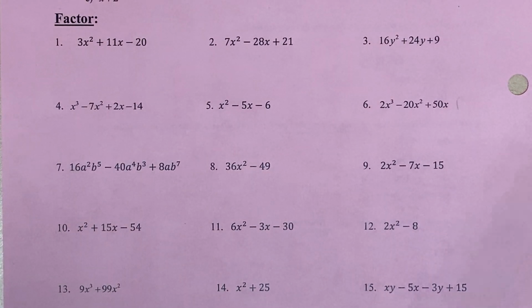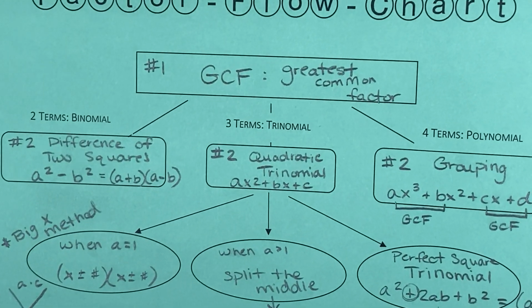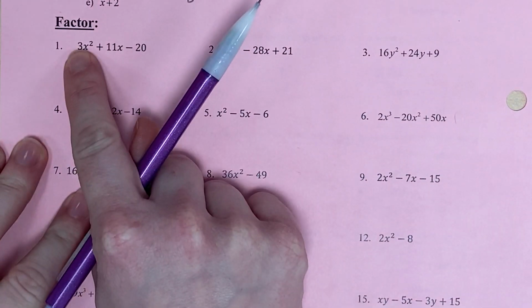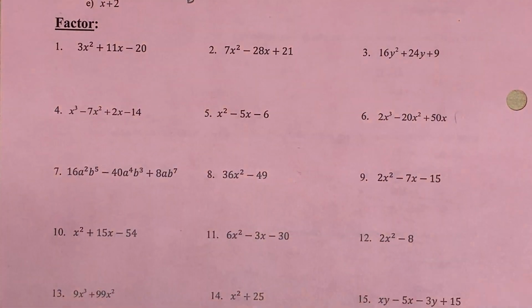The first thing I always do when I factor, according to my flow chart, is to look for a GCF. So that's what I'm going to do. I see I have a 3, an 11, and a 20. There is no number that goes into all three of those besides 1, so there's no GCF to factor out. Second thing I notice is that it has 3 terms, okay, and that's where it gets a little complicated.